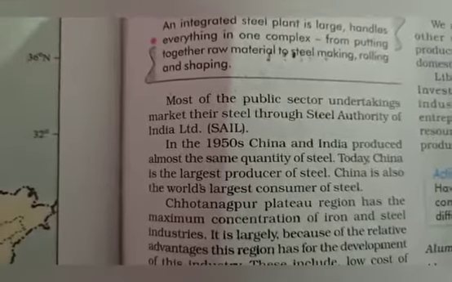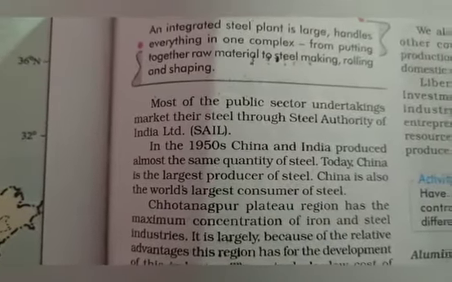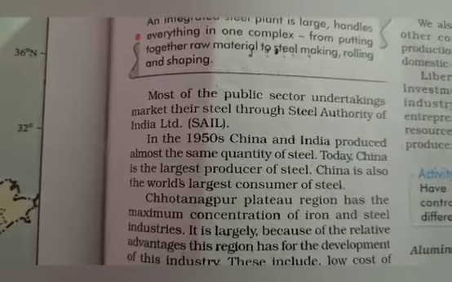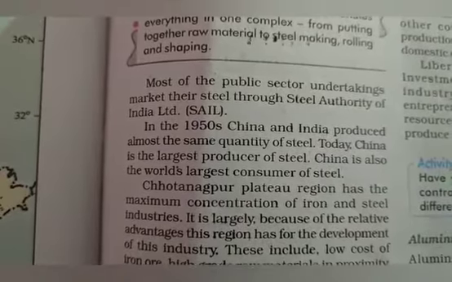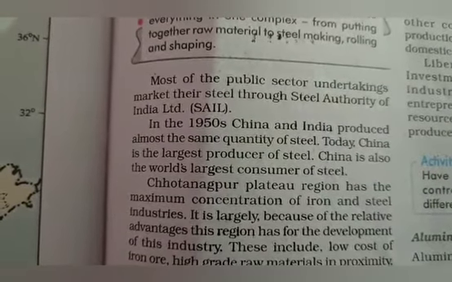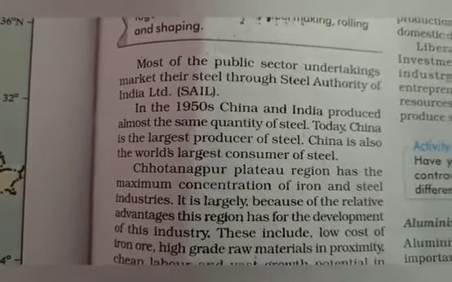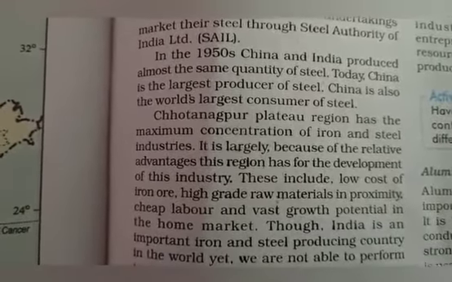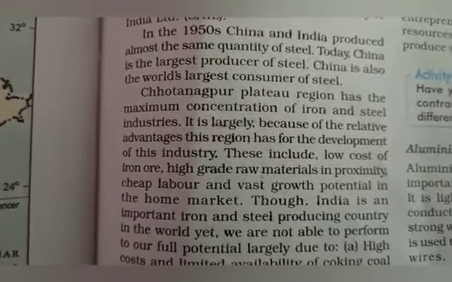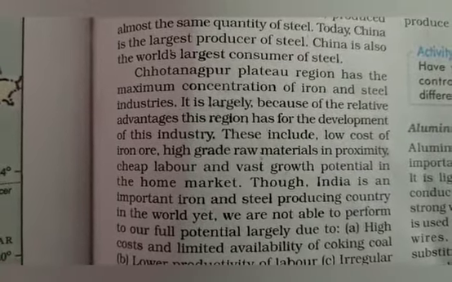It is largely because of the relative advantages this region has for the development of the industry. This includes low cost of iron ore, high grade raw materials in proximity, cheap labor and vast growth potential in the home market. Though India is an important iron and steel producing country in the world, we are not able to fulfill our potential largely due to high cost and limited availability of coking coal, lower productivity of labor, irregular supply of energy, and poor infrastructure. These are the major reasons why we cannot perform.